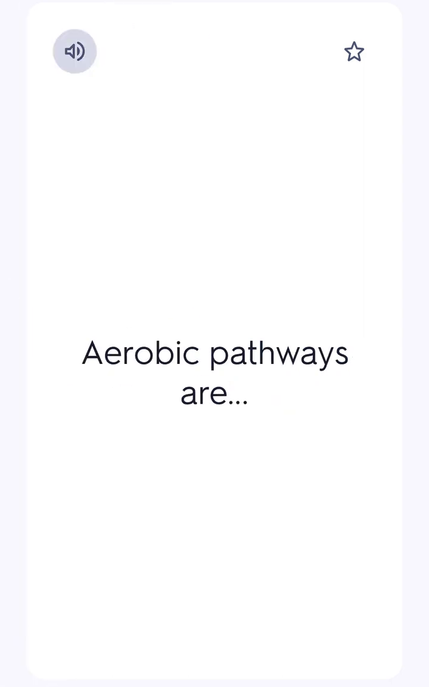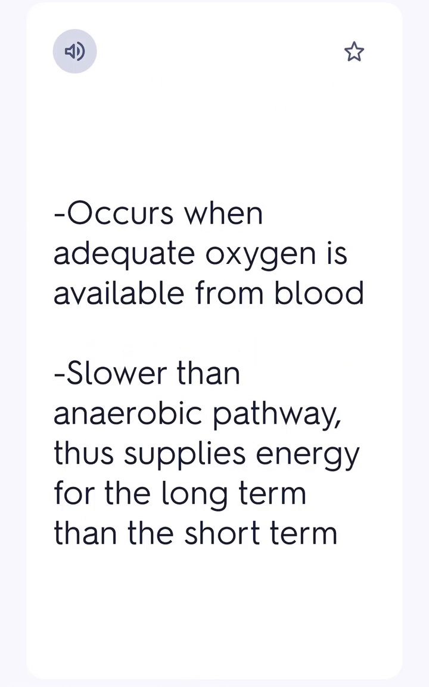Aerobic pathways occur when adequate oxygen is available from blood. They are slower than the anaerobic pathway and supply energy for the long term rather than the short term.